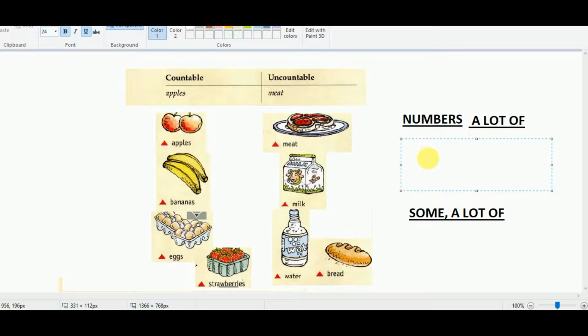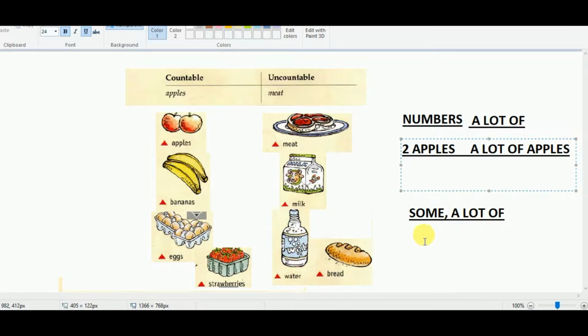So, for countable, I can use numbers or I can use expressions like a lot of. For example, I can say that on this page I have 2 apples because it's countable, right? But you can open your refrigerator and see a lot of apples. So you can use a lot of to describe the situation. That's the idea you should have in mind.